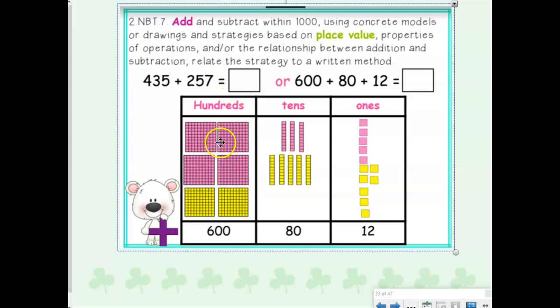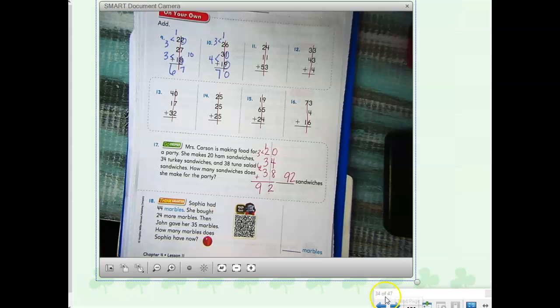So we started out using our pictures. We used base 10 blocks like here. We used expanded form like at the bottom. And then we moved on to the standard form like we're doing on paper.